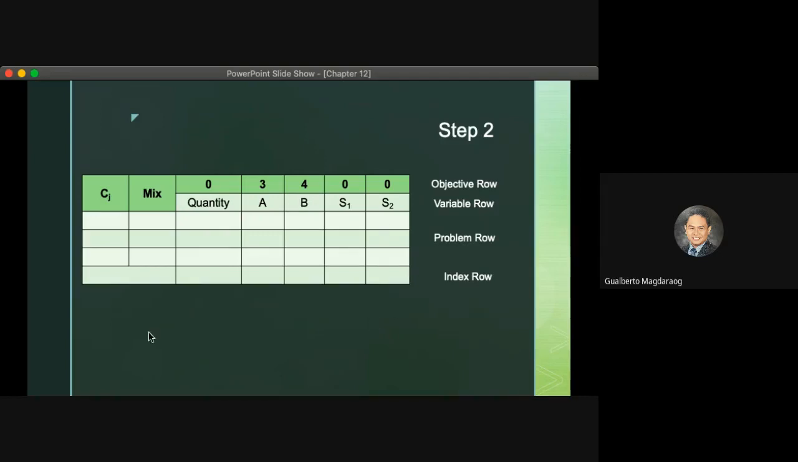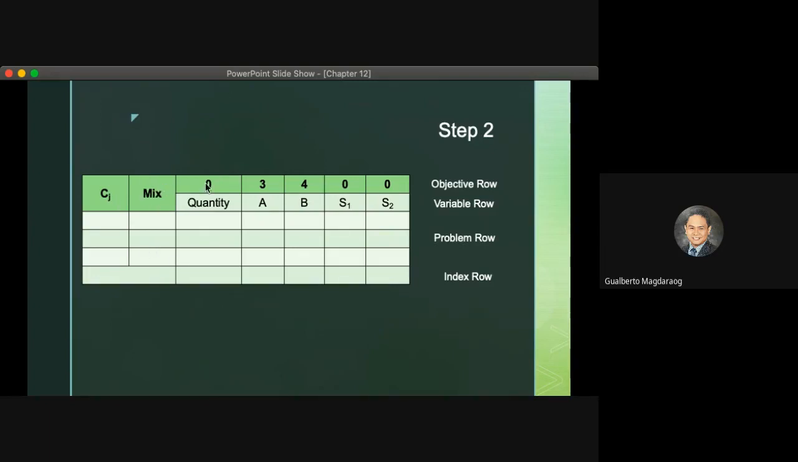So for the tableau, you first set up the headings. The first column will be your contribution margin per unit. You need the contribution margin per unit. And then the second column is the mixture of the number of units that you are trying to solve: how many A, how many B, how many S1, how many S2. Okay? So this one is a mixture.